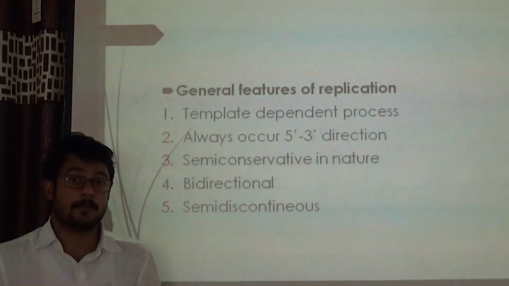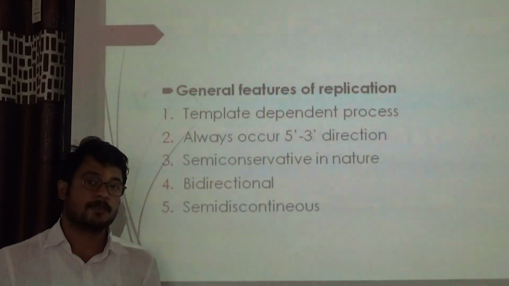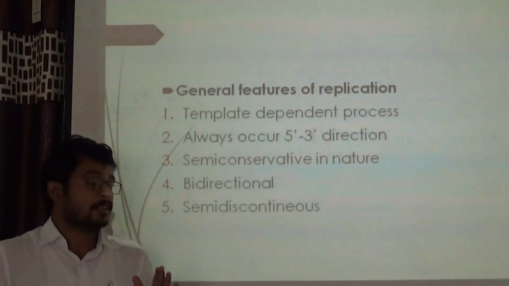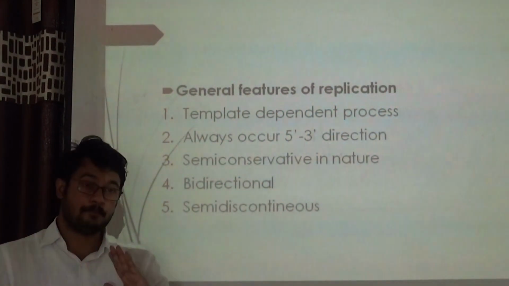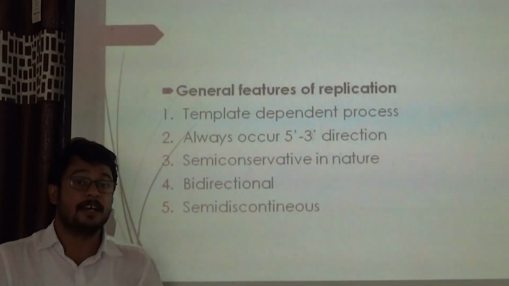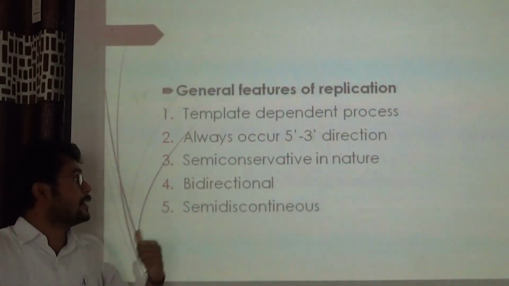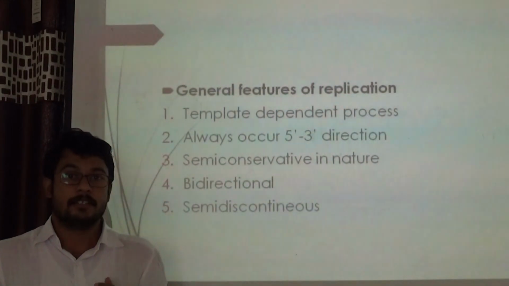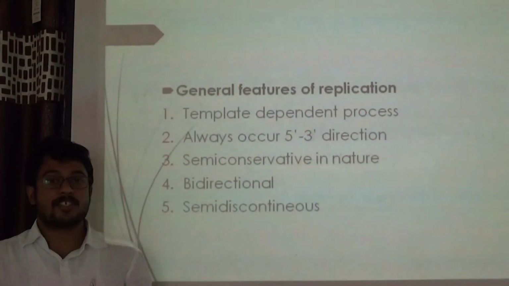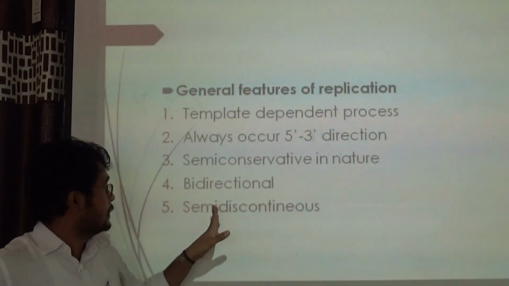Again, bidirectional. In the case of viruses and plasmids, DNA replication is unidirectional. But in eukaryotes, DNA replication is bidirectional. Different types of machineries work.